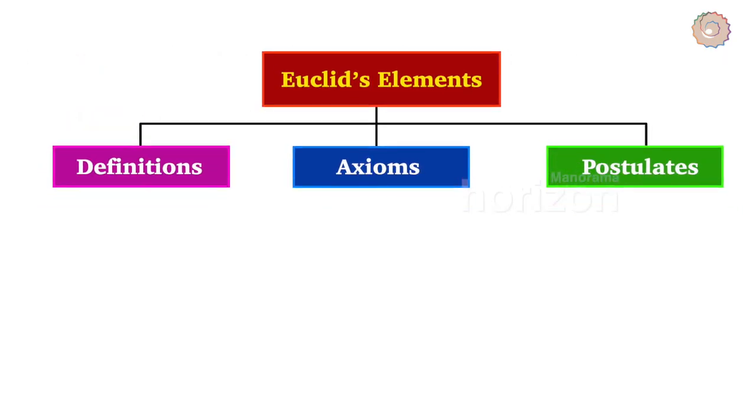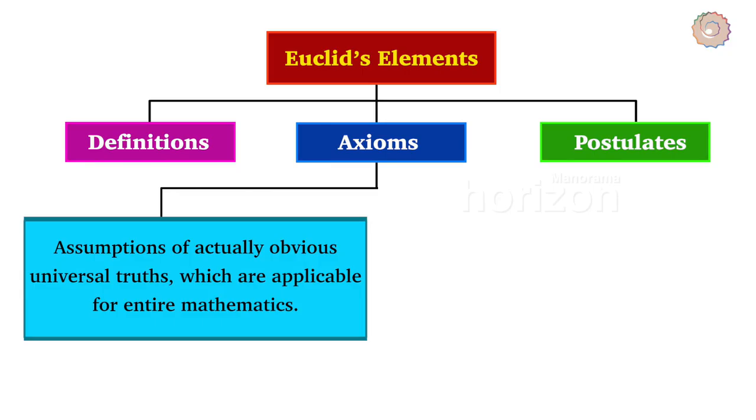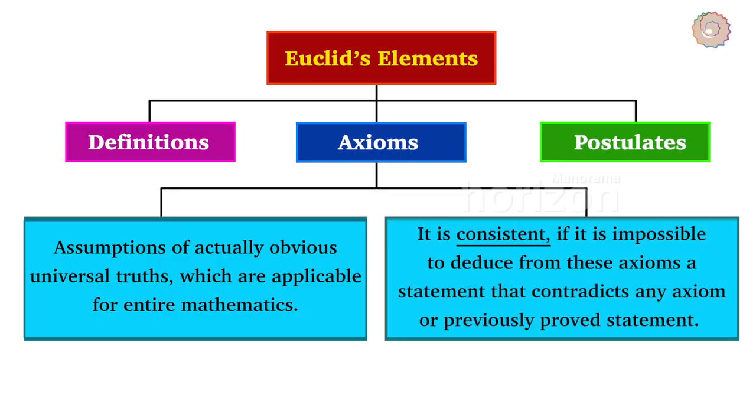Hence proved. So we can conclude that Euclid's axioms are assumptions of actually obvious universal truths which are applicable not only for geometry but also for the entire mathematics. And it is consistent if it is impossible to deduce from these axioms a statement that contradicts any axiom or previously proved statement.